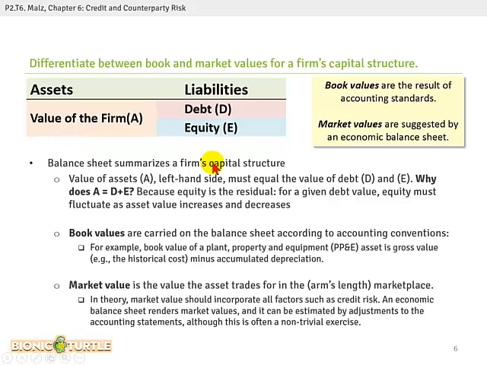And really nobody thinks that that is an exact match to the market or economic value. The market value would be the value that the asset would trade at in an arm's length transaction in the marketplace. And so in theory, we could take the accounting book values and make adjustments to them to get a market value. And you'll notice that Malz makes the point that market value should incorporate all factors such as credit risk.